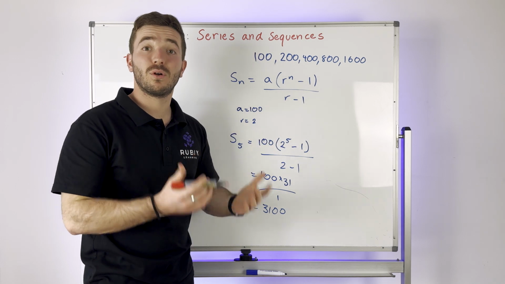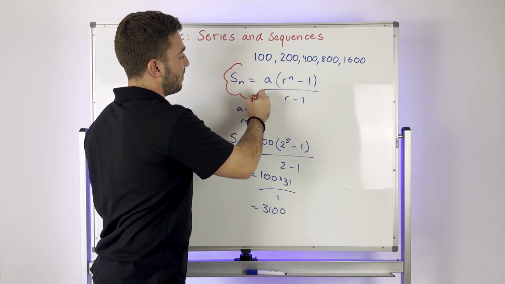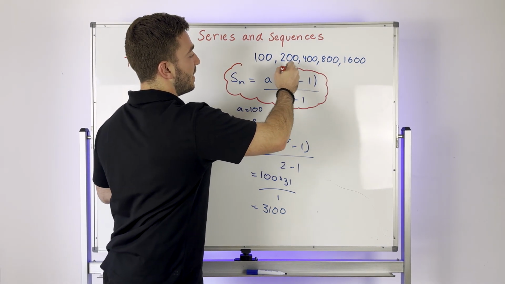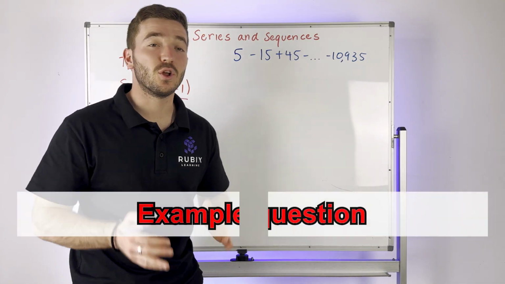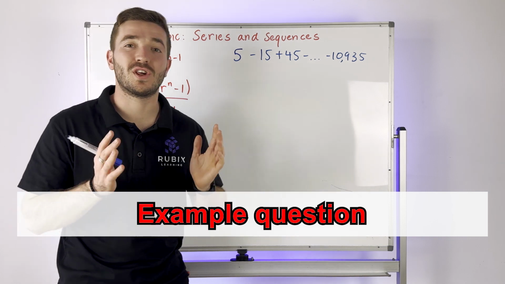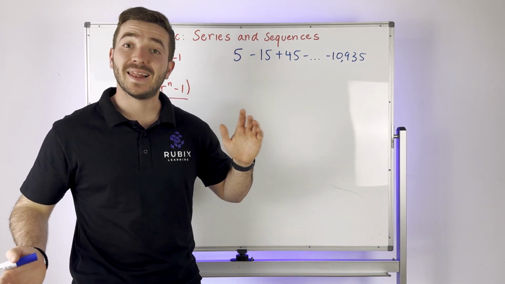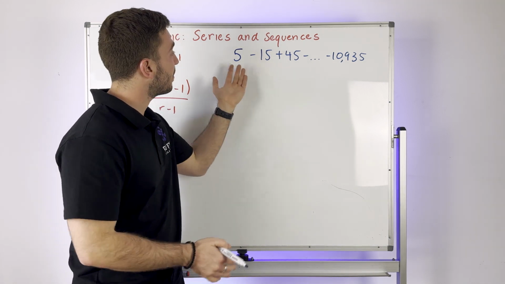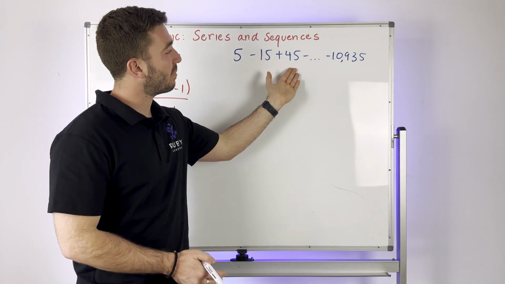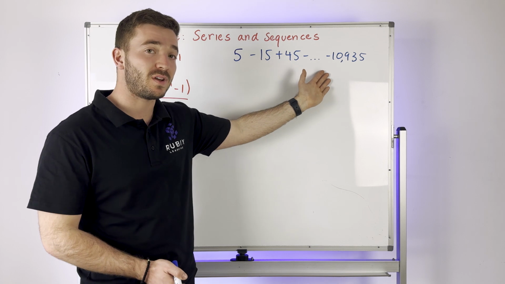So this is an important formula to memorize. It's the formula for finding the sum. And Year 12 Advanced students, again, this is on your formula sheet. Now that we've learned the two formulas relating to geometric series and sequences, let's bring it all together in a question. So we're looking at this series, 5 minus 15 plus 45 minus a whole bunch of numbers in between.